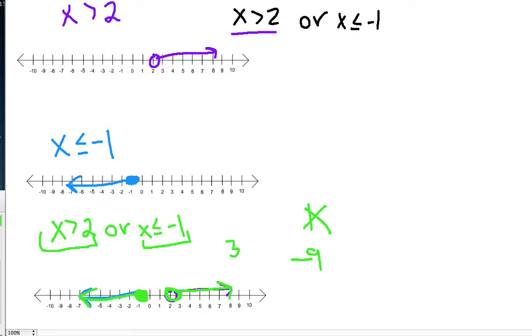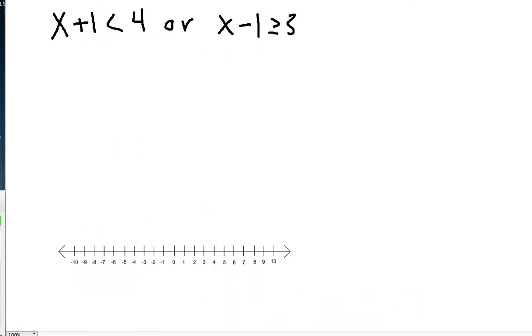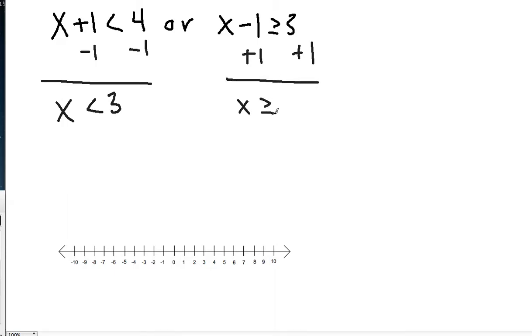All right, if we turn the page of our packet, we should have our first example, which is x plus 1 is less than 4, or x minus 1 is greater than or equal to 3. If we wanted to solve that, we're just going to do it in 2 separate parts. I'm going to subtract 1 so that I get x all alone here, and I get x is less than 3. So we know it's going to be numbers that are smaller than 3, or our other option is this inequality. I add 1 to both sides, and I get x is greater than or equal to 4.